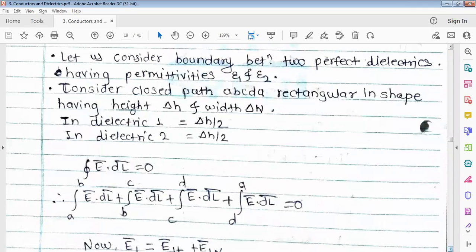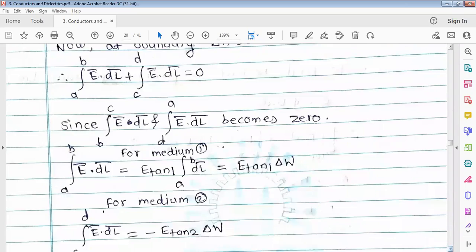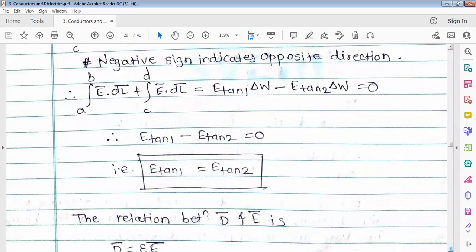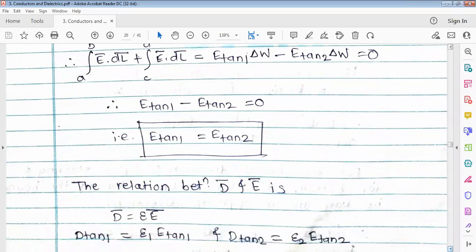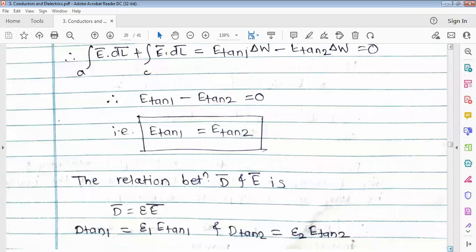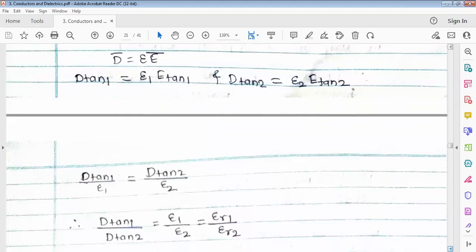Okay, so up to yesterday's point, we obtained the equations for the E bar and we proved that E tan 1 is equal to E tan 2. That is, the tangential components of electric field intensity in both mediums, epsilon 1 and epsilon 2, are the same. The tangential components are same here. Remember.